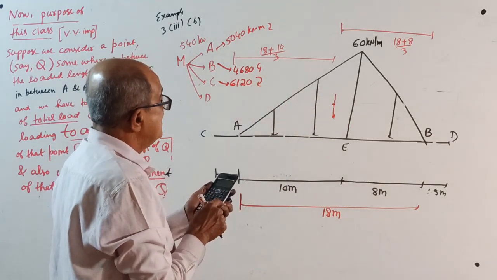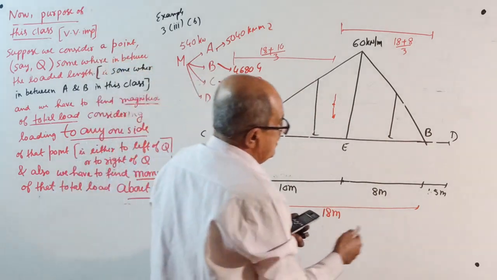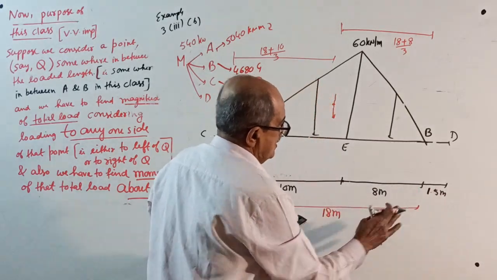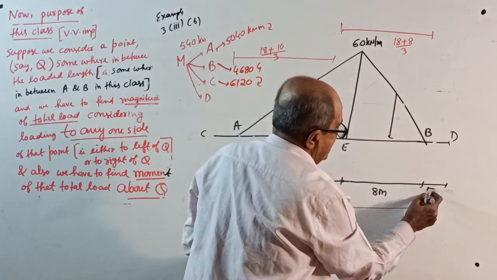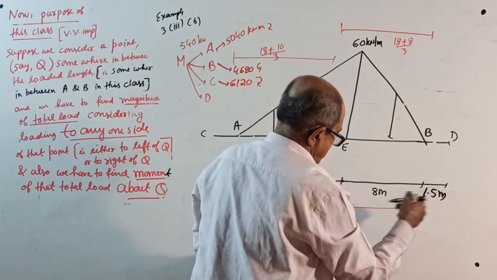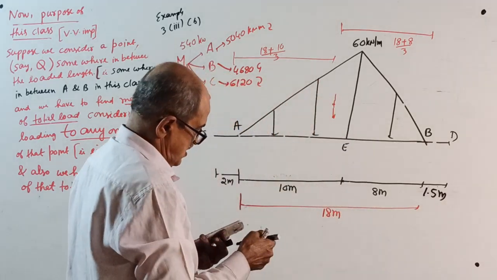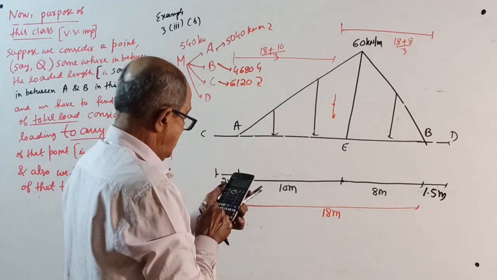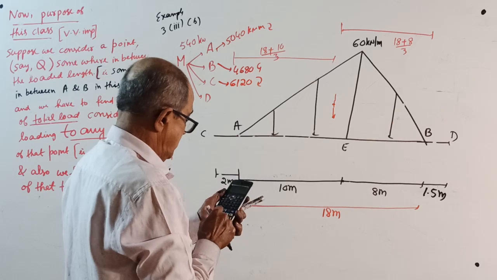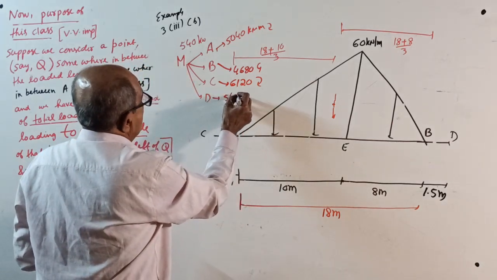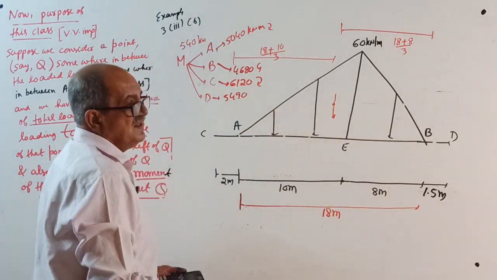540 into bracket 1.5. It is 1.5 meter. I think it should be visible for you. 1.5 meter. Okay. Otherwise, some will mistake it. 1.5 into bracket 1.5 plus 1, more bracket 18 plus 8 close, divided by 3 is 5490. 5490. Now I can check the answer some other way.